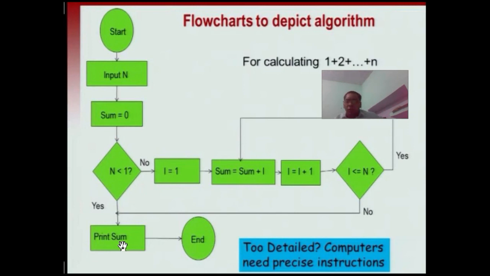Initially, if n is less than 1, you have nothing to do. If n is greater than 1, you start a counter from I equal to 1 to n and add the numbers one by one until you hit the nth number.